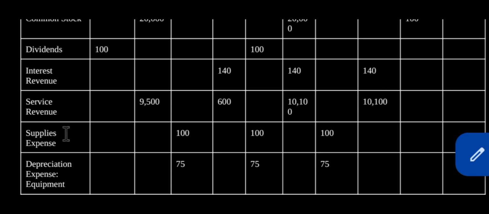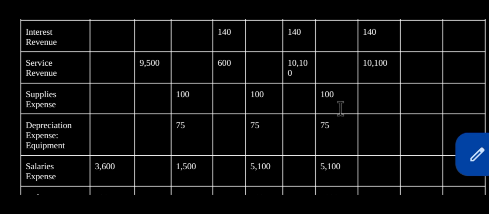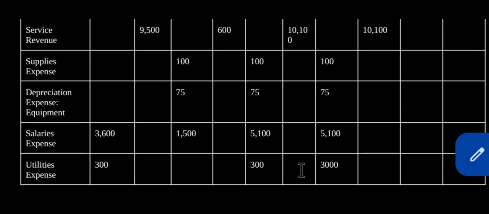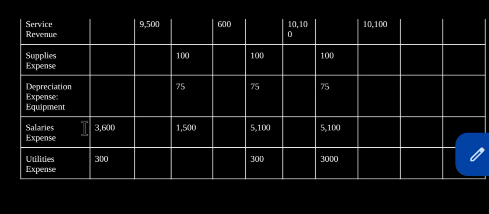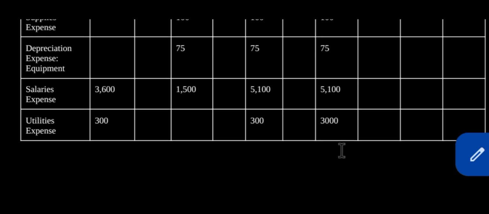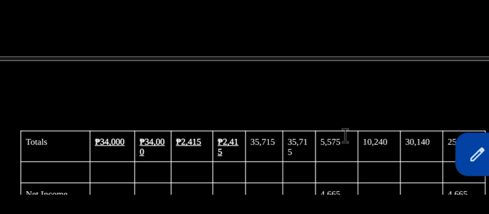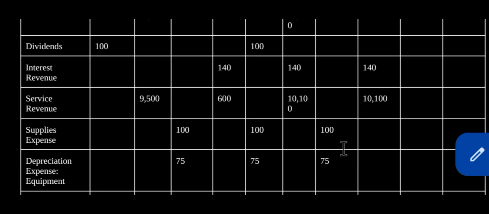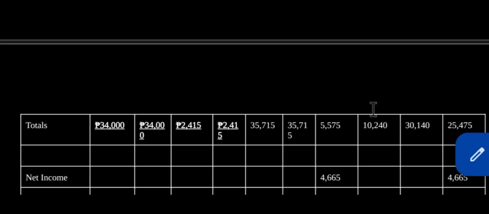Now for the supplies expense, since expense is usually on the debit side, copy paste it, 100. Depreciation expense equipment, 75. Salaries expense, 5,100. Utilities expense, which is 300. So a total of 5,575 for the debit side. On the credit side, we have a total of 10,240. So as you can see, it's not balanced.